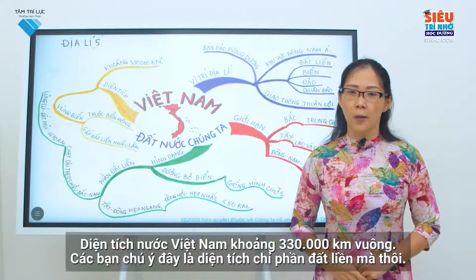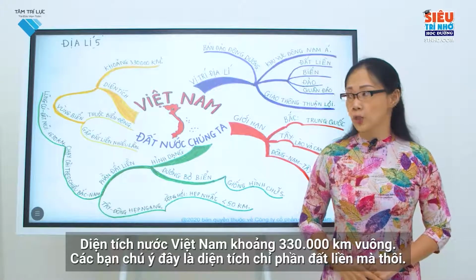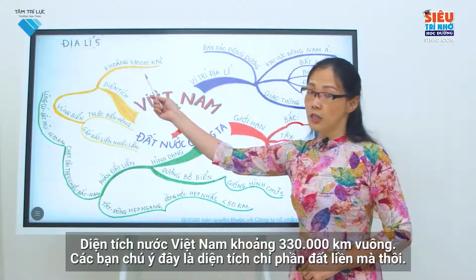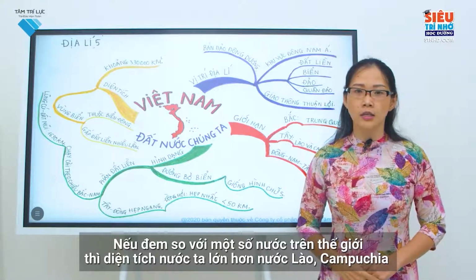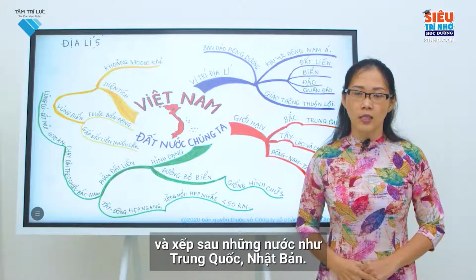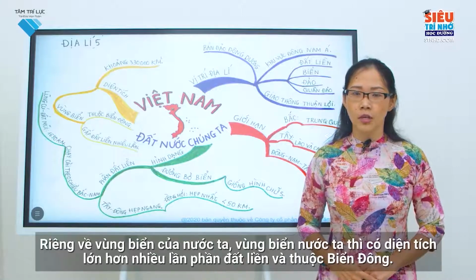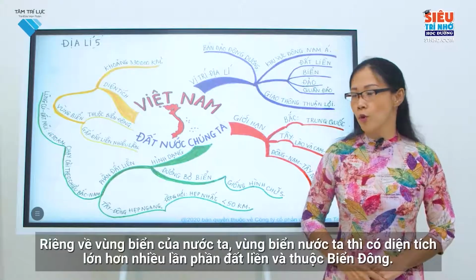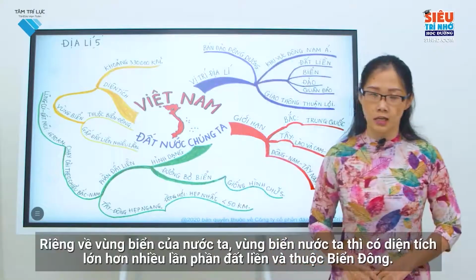Vietnam's area is approximately 330,000 square kilometers. Note that this is the area of the land only. Compared to other countries in the world, our country's area is bigger than Laos and Cambodia, and smaller than some countries such as China, Japan, etc. However, Vietnam's sea area is much bigger than its land area, and its sea belongs to the East Sea.